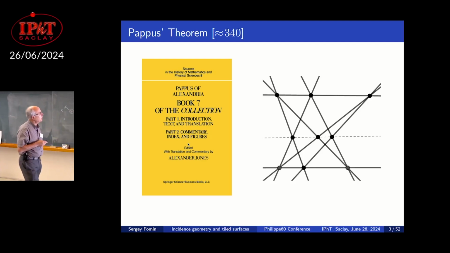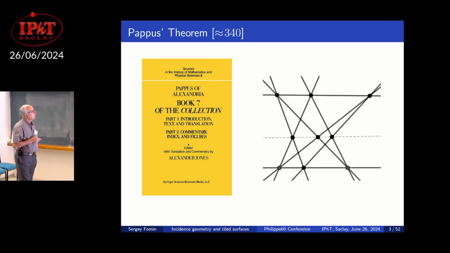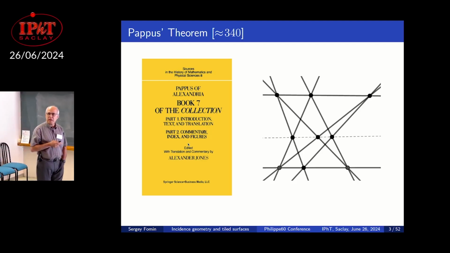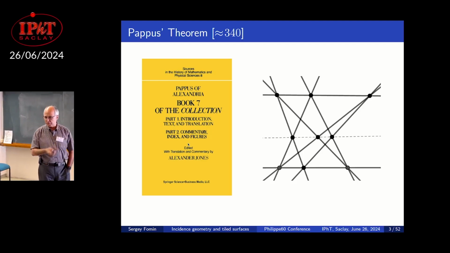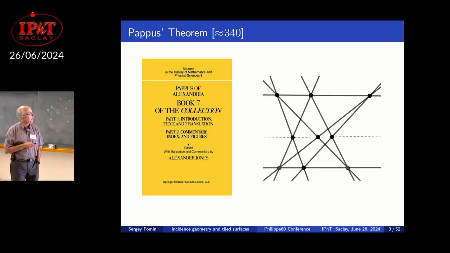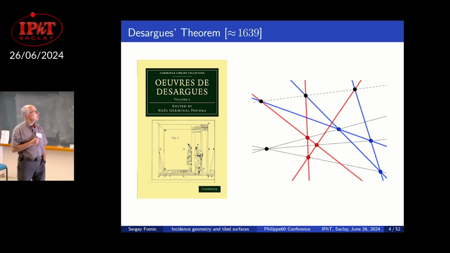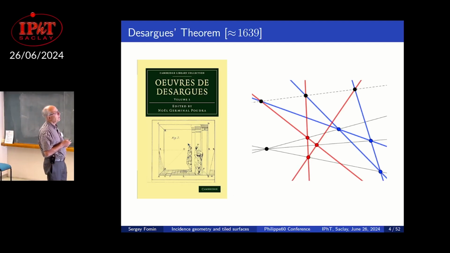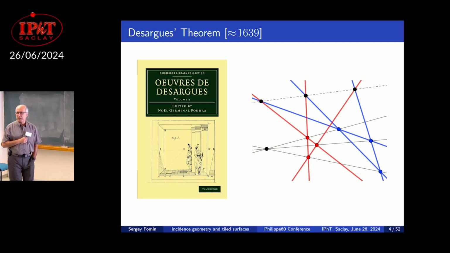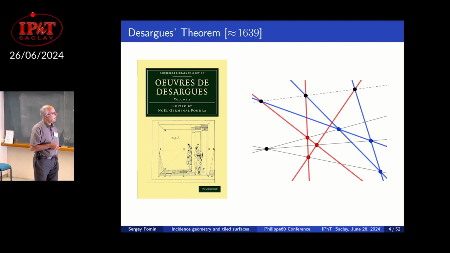Okay, so Pappus did it in 340. Maybe it wasn't actually discovered by him, but he was the one who recorded it. The next, historically, next theorem is much more recent. It's from 1639. It's a theorem of Desargues from Lyon. And again, most of you have seen it before.